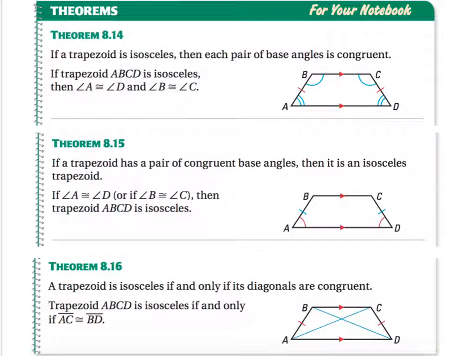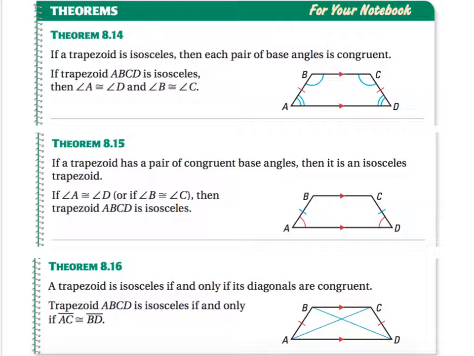And now we have three more theorems. Theorem 8.14, if a trapezoid is isosceles, so remember, an isosceles trapezoid means we have one pair of bases and then the legs are congruent, then each pair of base angles is congruent. So as long as your trapezoid is isosceles, so again, that means that the legs are congruent, then the base angles are congruent. So angle B would be congruent to angle C, and angle A would be congruent to angle D.